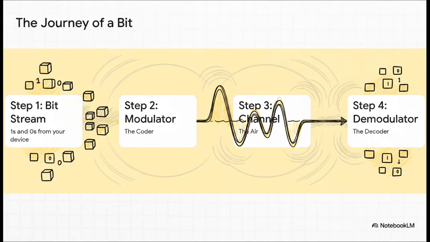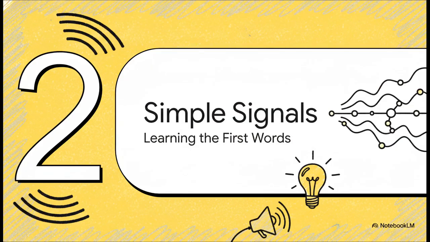It's really this crucial four-step journey. First, you've got the bit stream coming from your computer. Then a modulator, which is basically the coder, changes a wave to represent those bits. That wave then travels through the channel, that's the air, and gets picked up by a demodulator, which acts as the decoder, turning all those wave changes right back into the original ones and zeros. See? Simple enough.